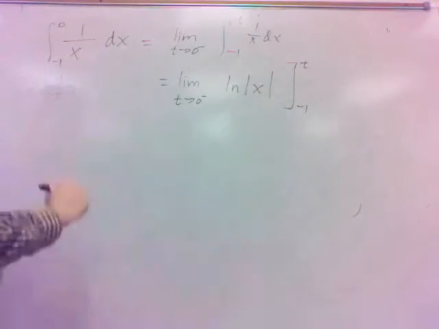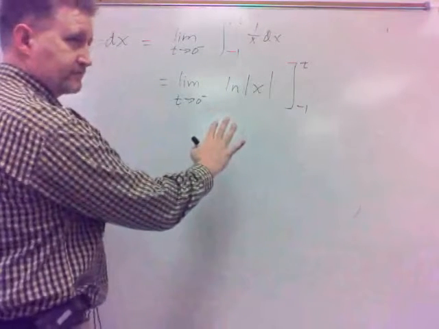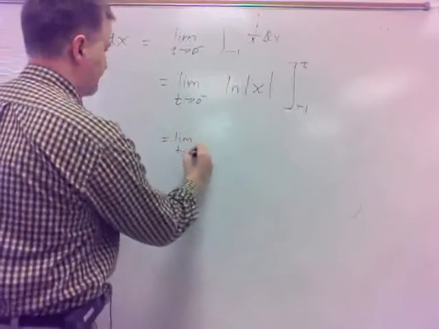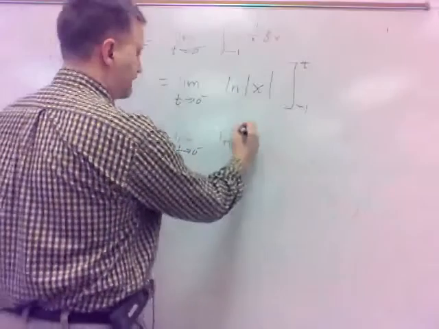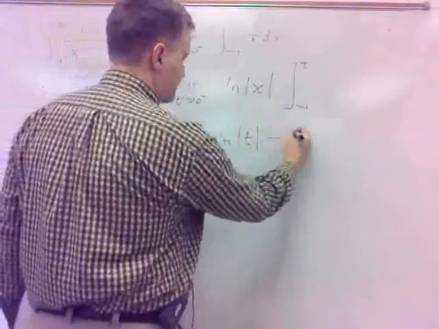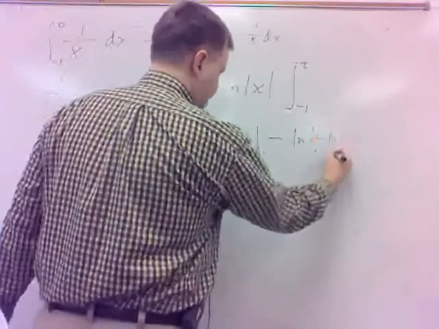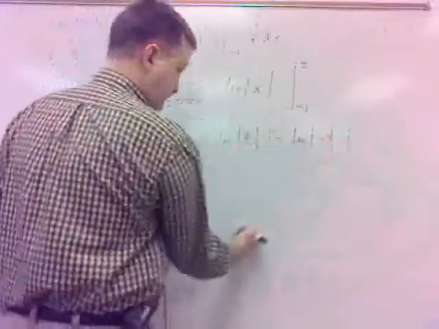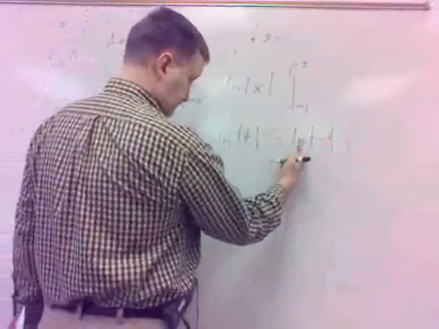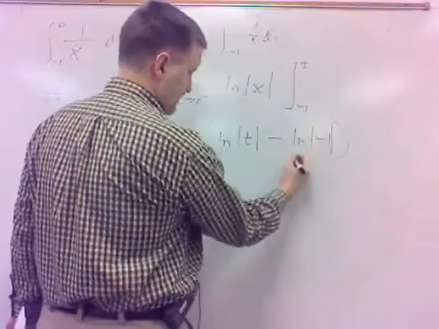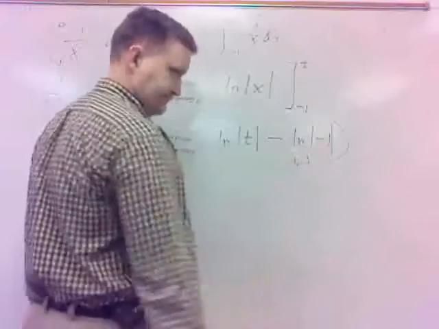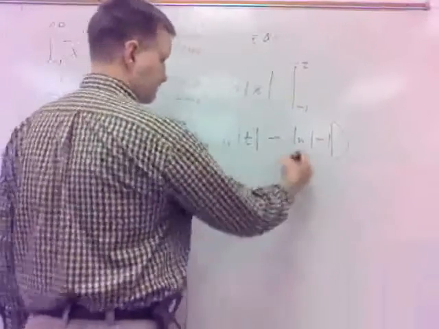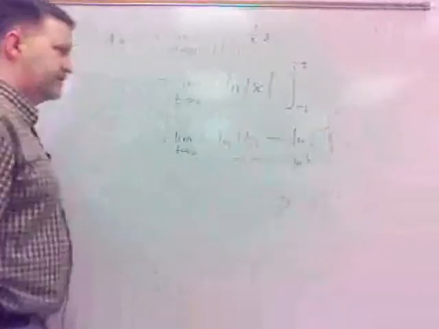Okay, plug in. Is that all right with me so far? Okay, so that's the limit as t goes to 0 from the left of natural log of absolute value of t minus the natural log of absolute value of negative 1. Well, let's handle this one first. Natural log of absolute value of negative 1, well, that's natural log of 1. Natural log of 1, that's 0.